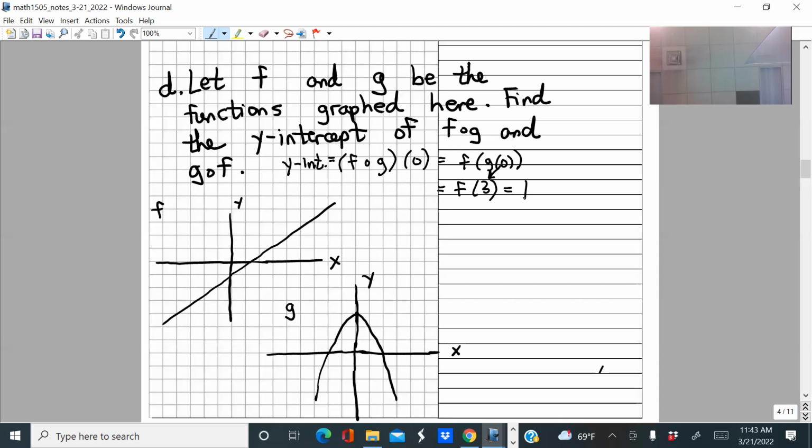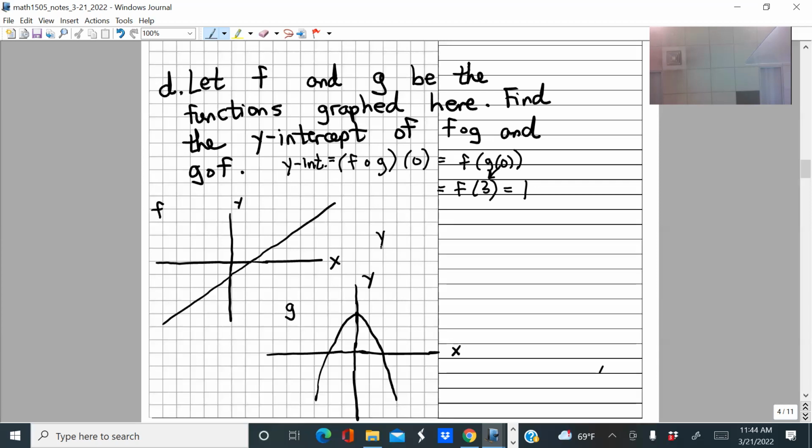So I have no idea what this function F compose G looks like when I graph it, but I do know one thing. Its Y-intercept is 1. Whatever this graph looks like, it's going to cross the Y-axis at 1. What about this function, G compose F? What is its Y-intercept? Remember, F compose G and G compose F are probably different because composition is not commutative, right? So you can't change the order of composition and get the same thing.